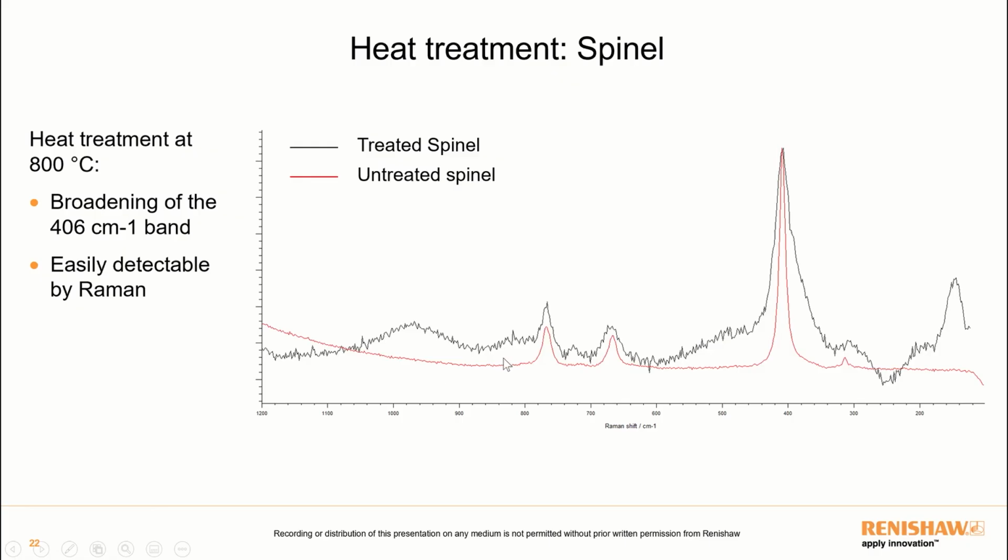I report here the Raman spectra of the untreated spinel in red and, in black, the treated spinel, and we can immediately see that the band at 406 Raman shift has an enlargement after treatment. If the stone is fluorescent at the excitation that we use, it is also possible to use the PL spectrum, which can detect the treatment too.